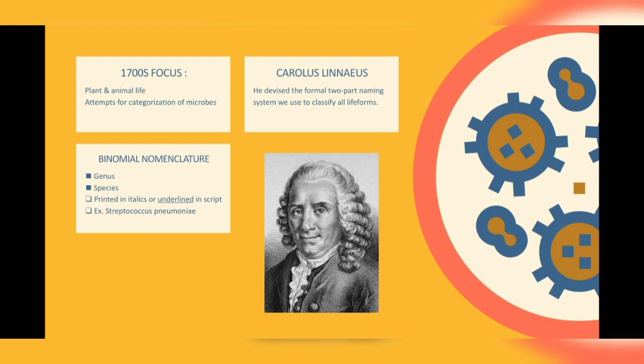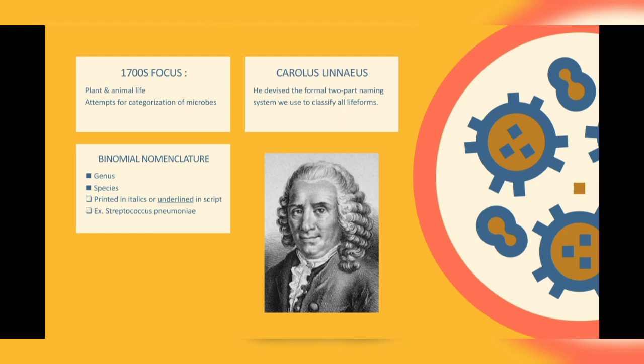So in the 1700s, the focus was plant and animal life and the attempts at categorization of microbes. Carolus Linnaeus is the father of taxonomy, which is the system of classifying and naming organisms. One of his contributions was the development of a hierarchical system of classification of nature. Today, this system includes 8 taxa. First is the domain, next is kingdom, then phylum, then class, order, family, genus, and species.